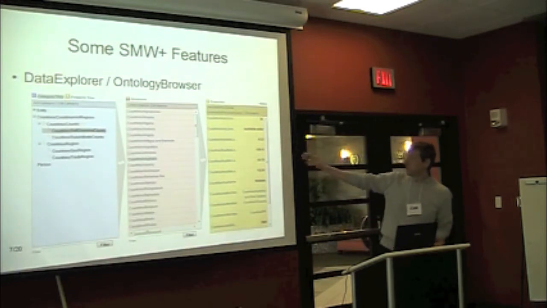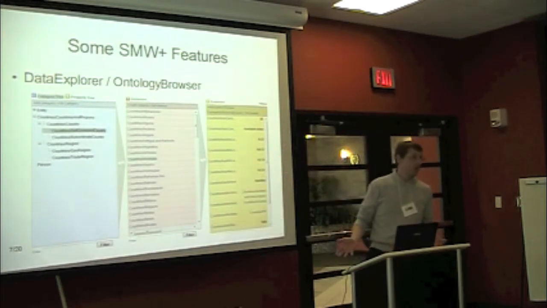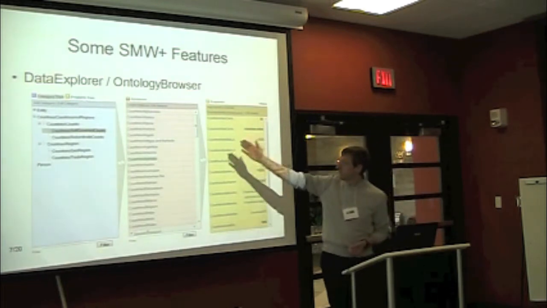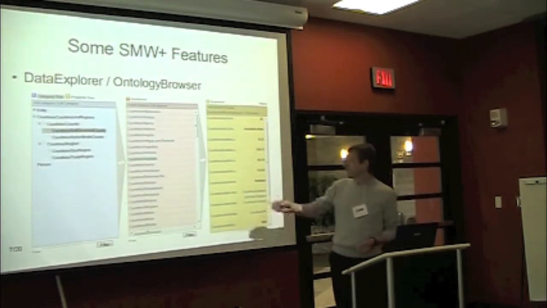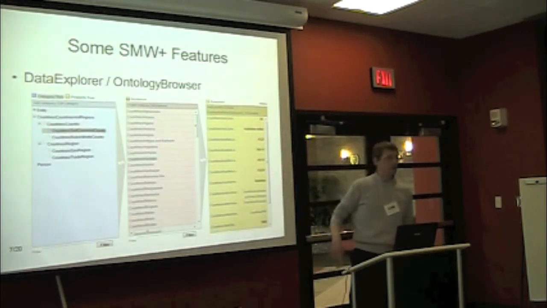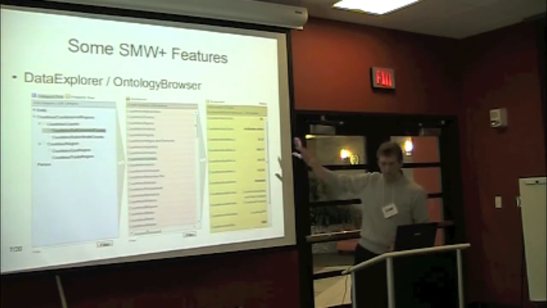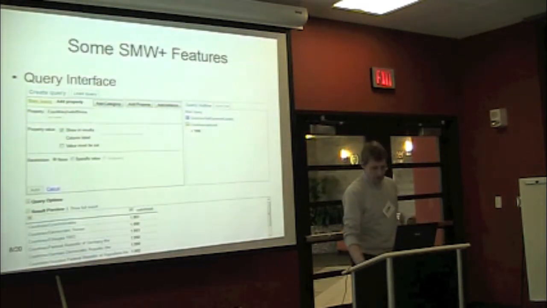SMW Plus also has a graphical tool to represent this ontology. On the left-hand side, you can display the category or property tree. Select a category, and in the center column you see all the instances of this category. If you click on an instance, you'll even see the properties of that instance, and so on. There are even more features. You'll see this in action in a few minutes.